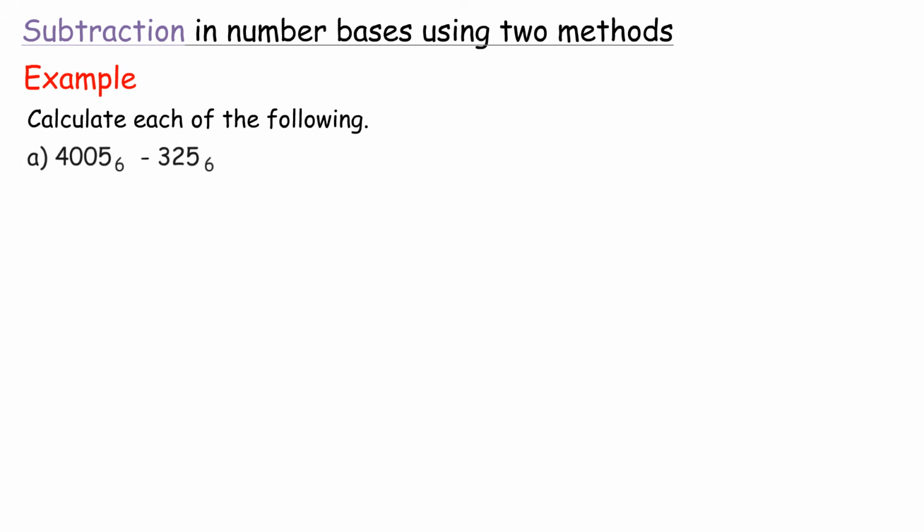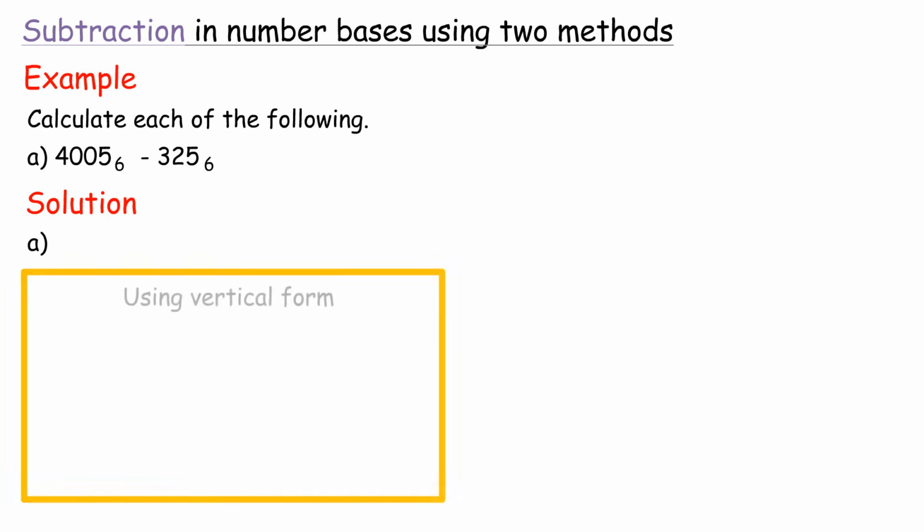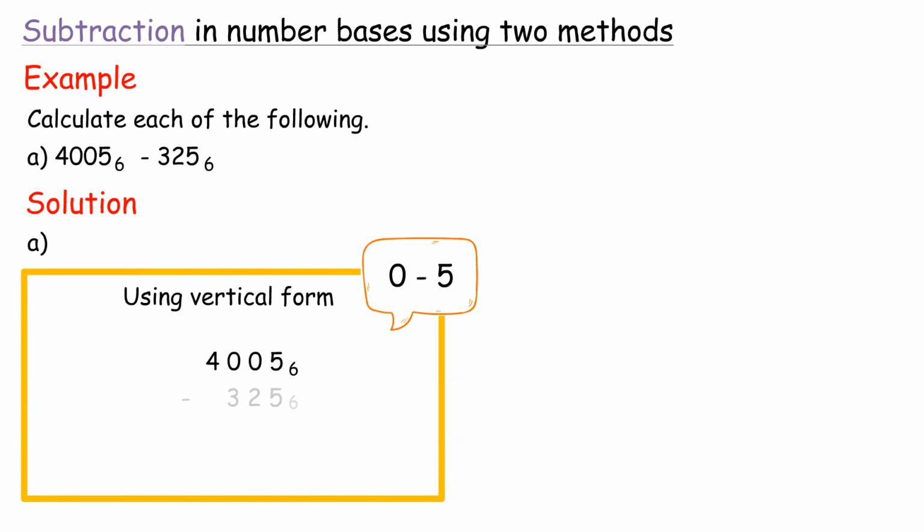Subtraction in number bases using two methods. Example: calculate each of the following. A. 4005 in base 6 minus 325 in base 6. Solution: A. Using method 1, using vertical form. 4005 in base 6 minus 325 in base 6.